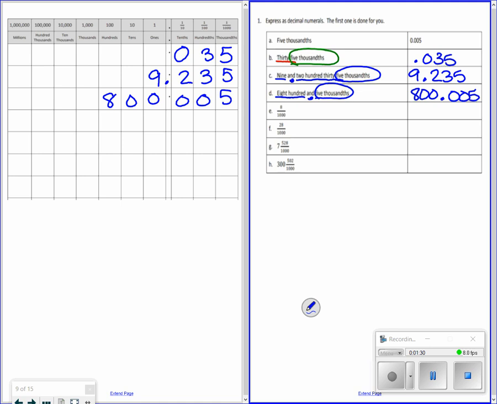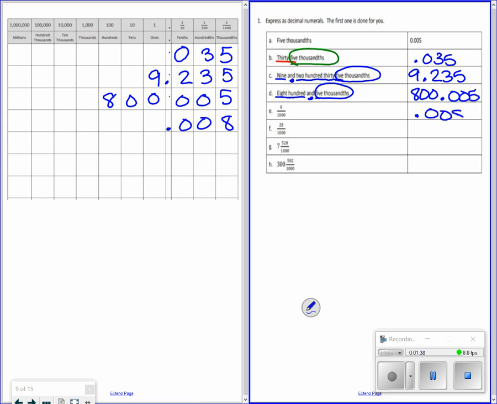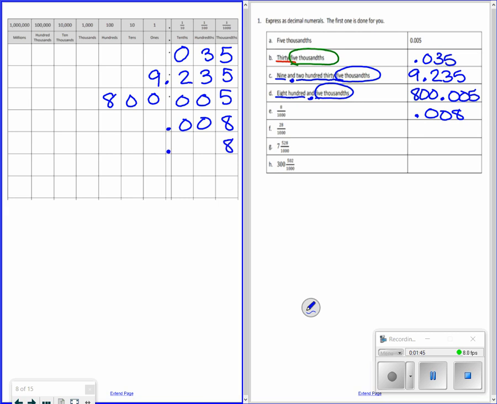This one with the fraction, 8 thousandths. 28 thousandths. So then you've got the 8 in the thousandths place, 28.